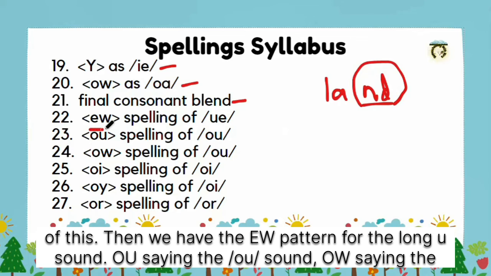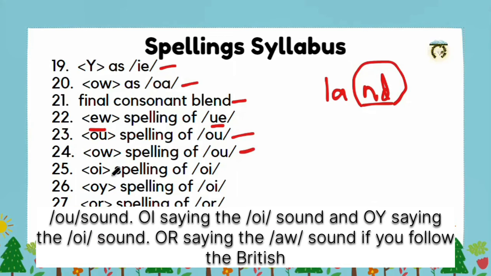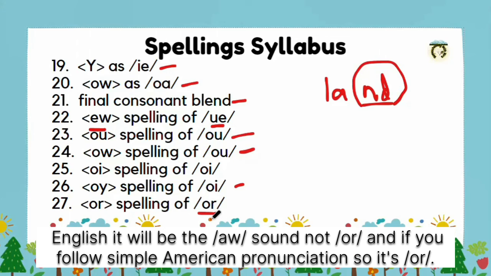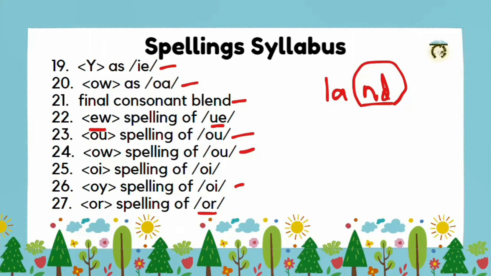Then we have the EW pattern for the long U sound. OU saying the OW sound, OW saying the OW sound, OI saying the OI, and OY saying the OI sound, OR saying the AW sound. If you follow British English, it will be the AW sound, not OR. If you follow simple American pronunciation, then it's OR.